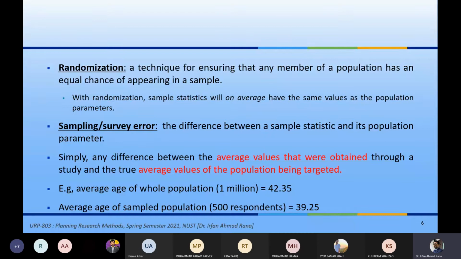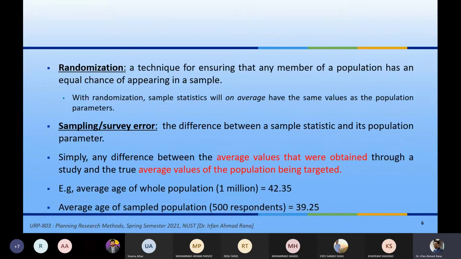The more they're near to each other, the better the sample, or we can say the sampling error or survey error is minimum. For me, 42 and 39 is still acceptable, since they are near to each other. But if it was 40 and 30, that means there is a huge gap in the average value. So sampling error is there. If your average age is less, then you need to collect samples from, let's say, the elderly to increase your average age.